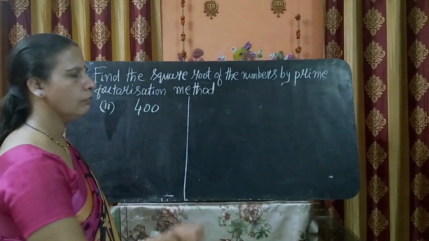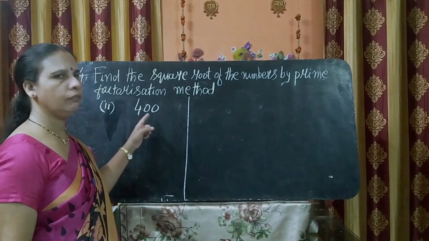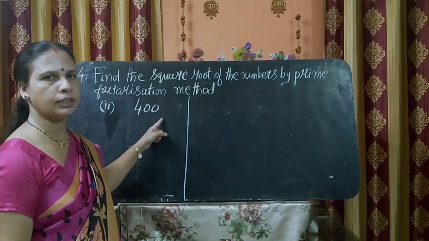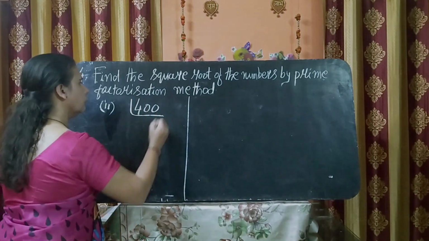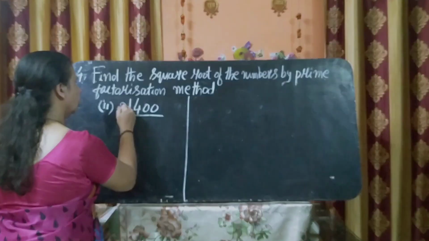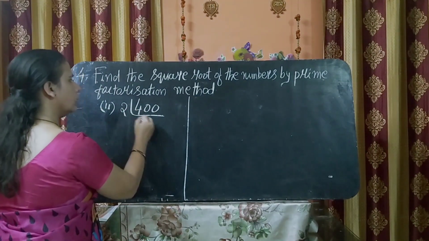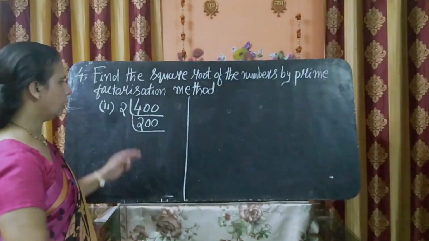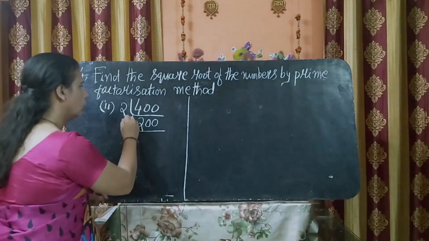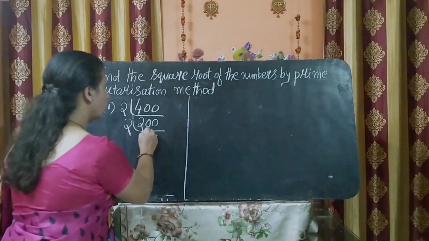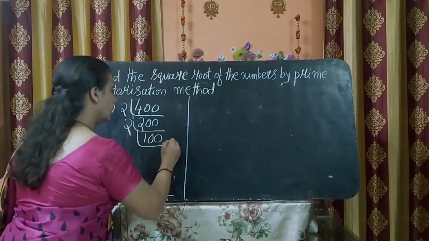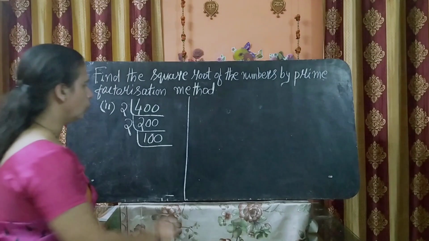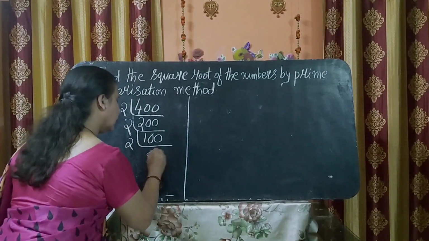The next question is 400. Here we start with the smallest factor, that is 2. 2 twos are 4. Then bring down the 2 zeros. Then what is the factor here? 2. Then 1 into 2, 2. Then bring down these zeros. Again the factor is 2. 5 twos are 10.